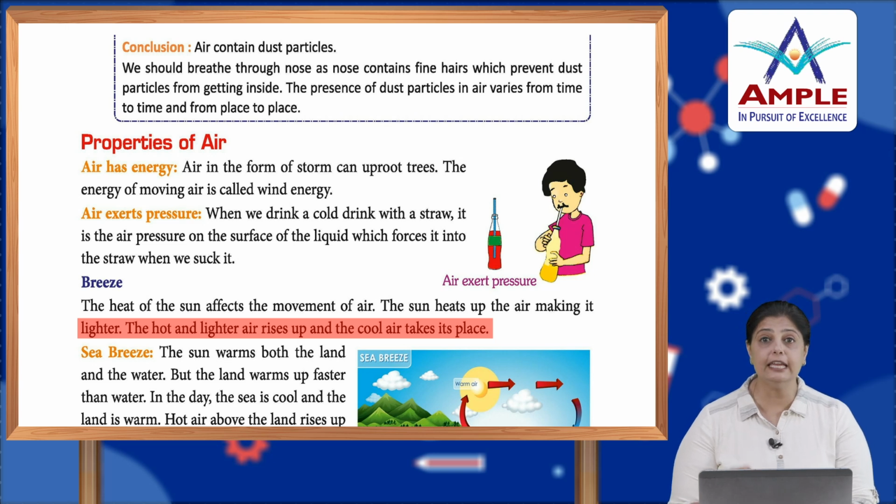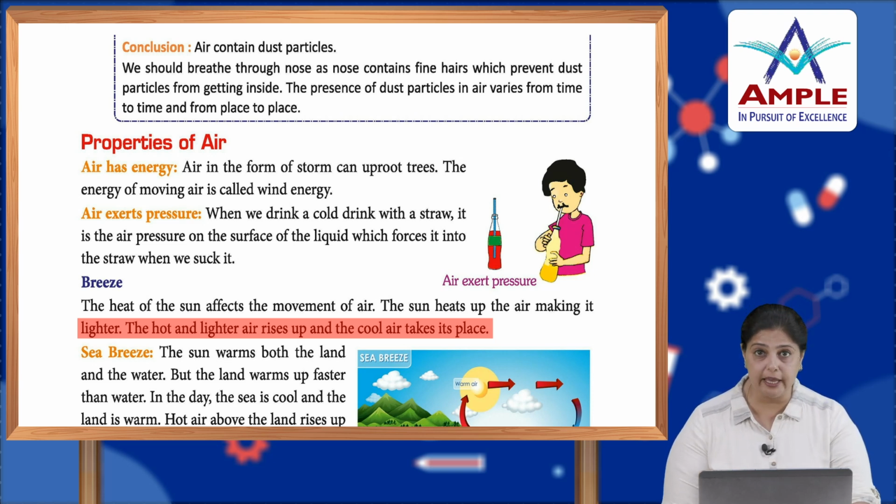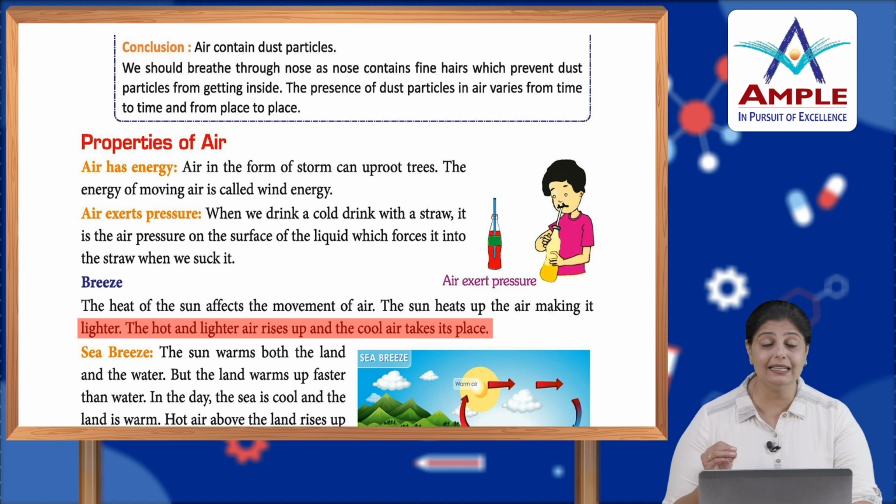Now, the heat of the sun is the major factor for the movement of this air. During the daytime, when the sun heats up the air, it makes the air lighter. This hot and light air rises up because it has got heated up, and then the cool air takes its place.